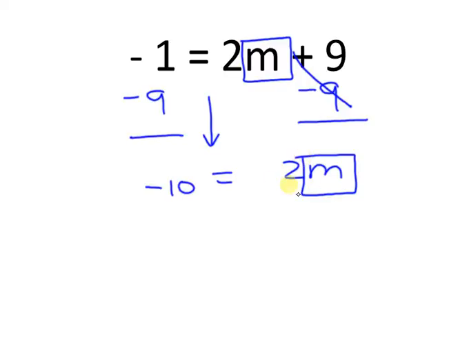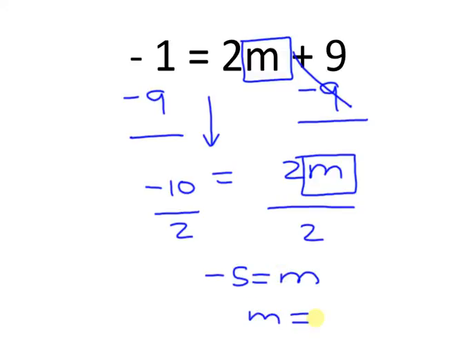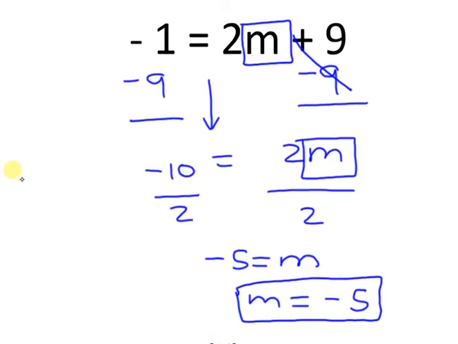Box your variable. We have multiplication going on, so we're going to do division. Negative 10 divided by 2 is negative 5 equals m, but we always need to have the variable on the left, so m equals negative 5. But you can check your work, and in these situations it's a good idea because some people might be a little bit uneasy about their result.